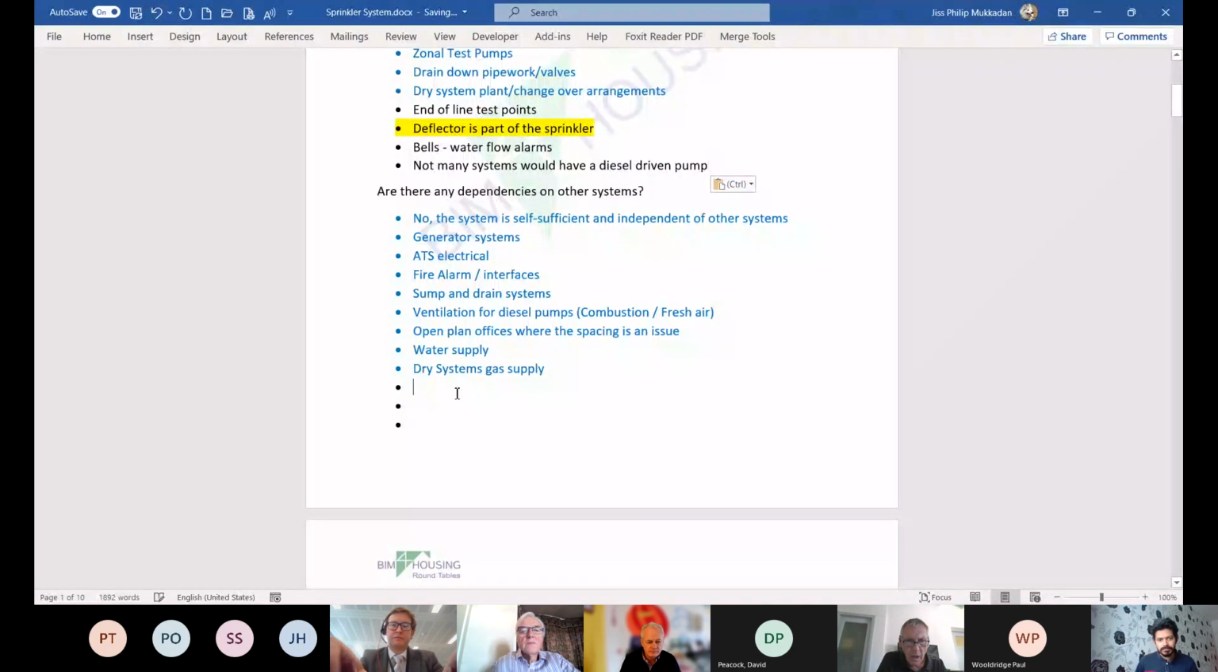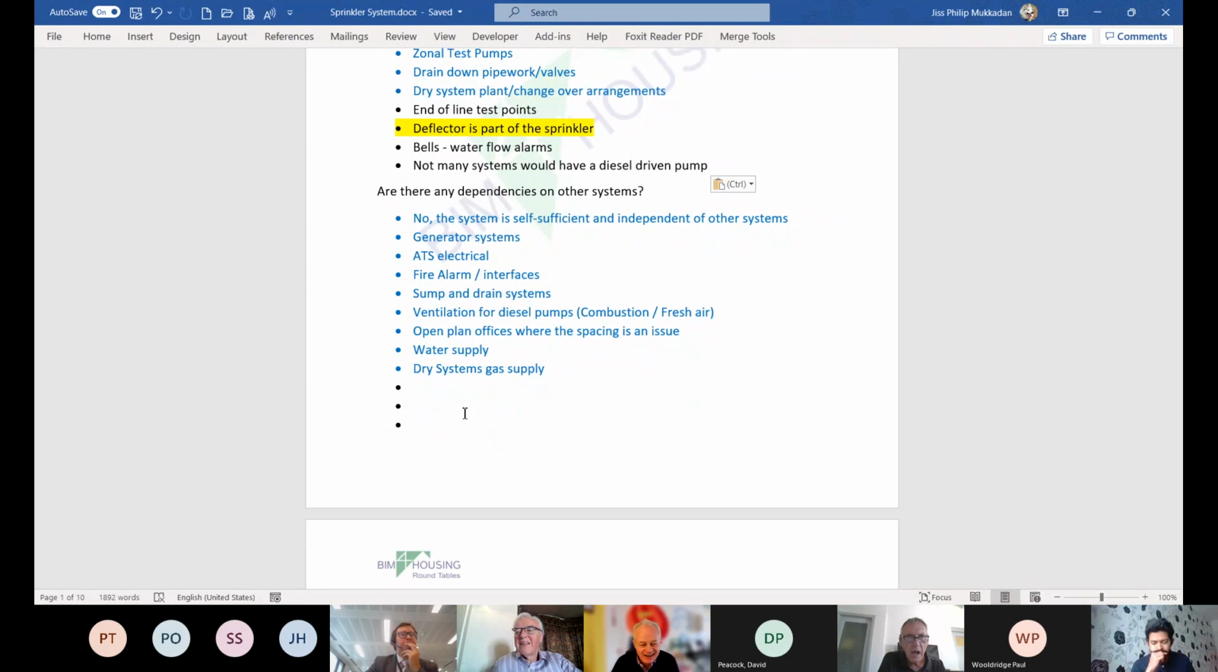The next section: are there any dependencies on other systems? We've got generator systems, electrical, fire alarm interfaces, sump, ventilation, spacing in open plan offices, water supply, and dry system gas supply. Anybody got anything to add to that or to qualify that?